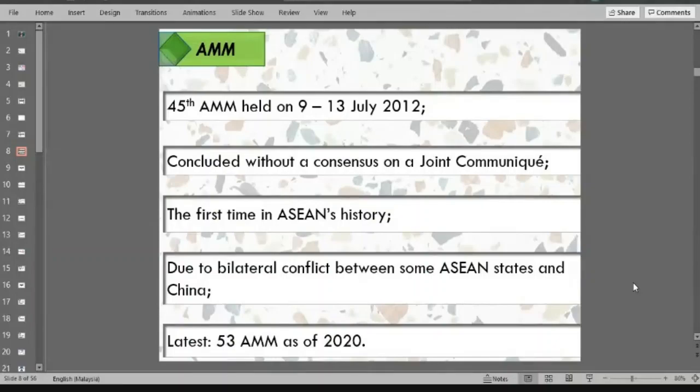But one of the member countries, in this case Cambodia, did not want to publish that kind of statement, because Cambodia is a very close ally with China. China is a very strong, very close ally and partner of Cambodia, and they did not want to upset China by including this particular statement in the joint communique, and that caused a brief disagreement between the ASEAN member countries.